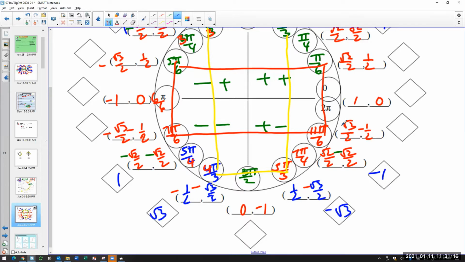Guys, what about the red box? What are the tangent values for that? Square root of 3 over 3, okay? And the easiest thing to do is just memorize it. Square root of 3 over 3, and so on for each of them.